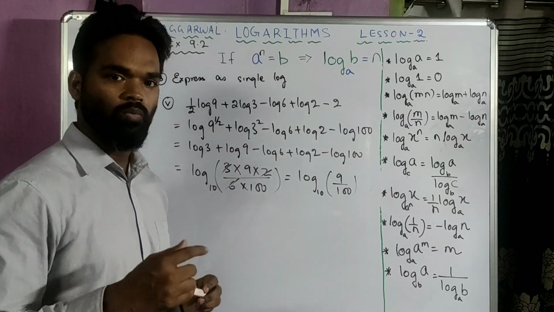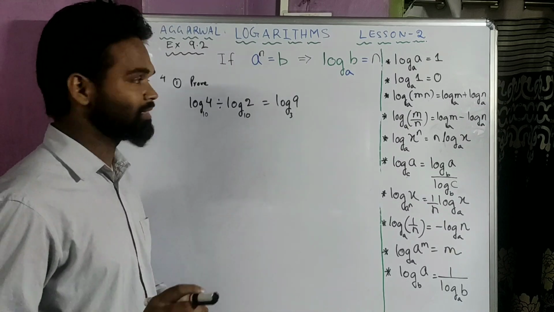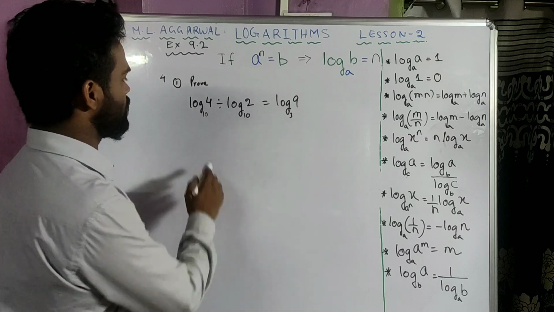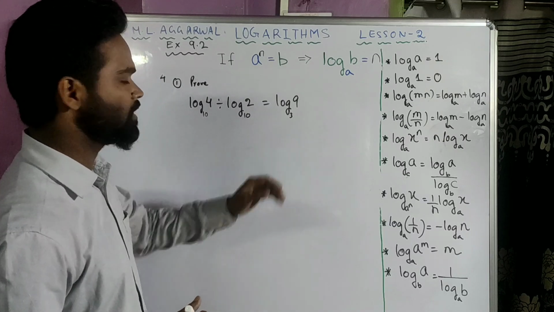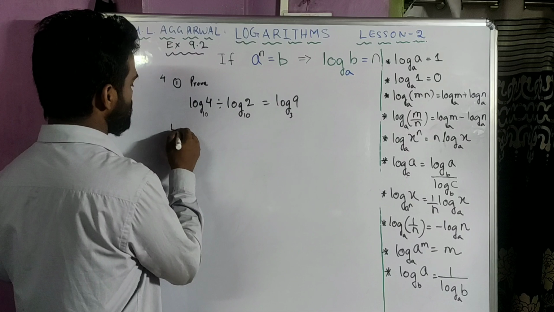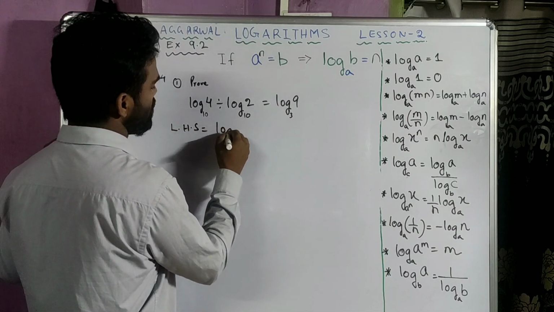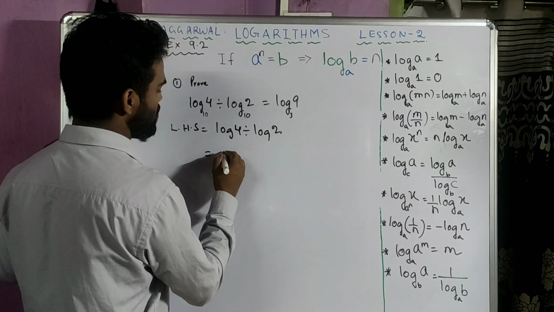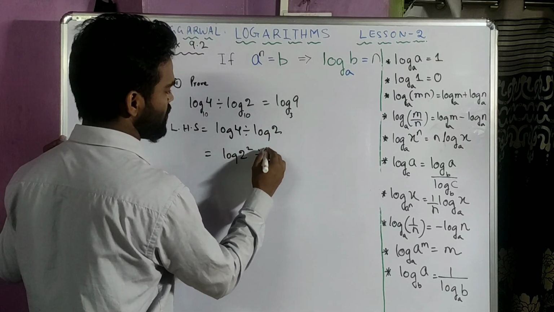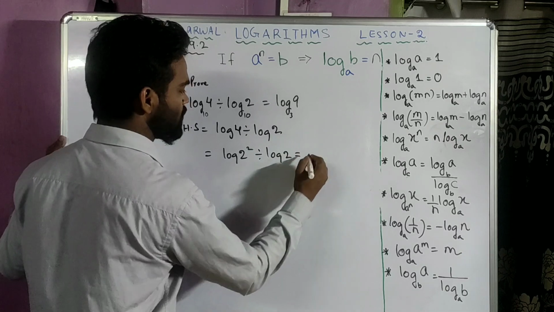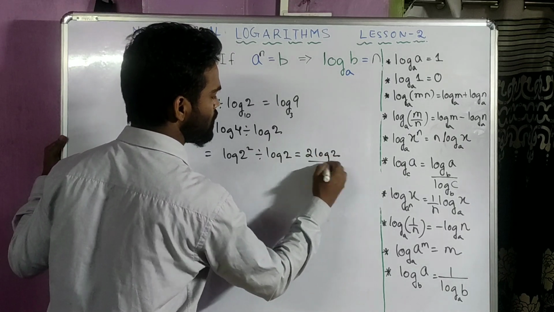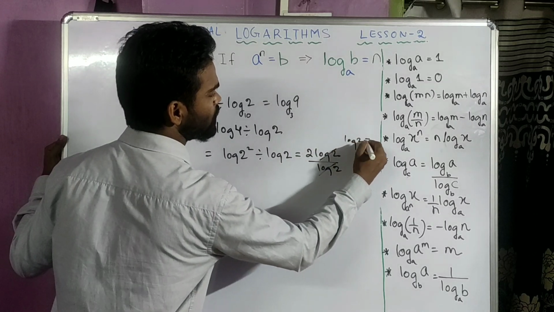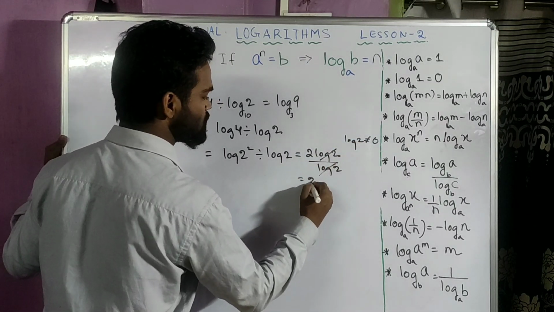Okay. Now we look at the next sum. Now look at this sum. 4 part 1. Prove log 4 divided by log 2 equals log 9. Over here the base is 10, 10. Over there the base is 3. We'll take LHS. LHS is what? Log 4 divided by log 2. Now this I can write as log 2 square divided by log 2. This I can write as 2 log 2 by log 2. The bases are 10, so this cancels, of course. Log 2 is not equal to 0, which means this is 2.